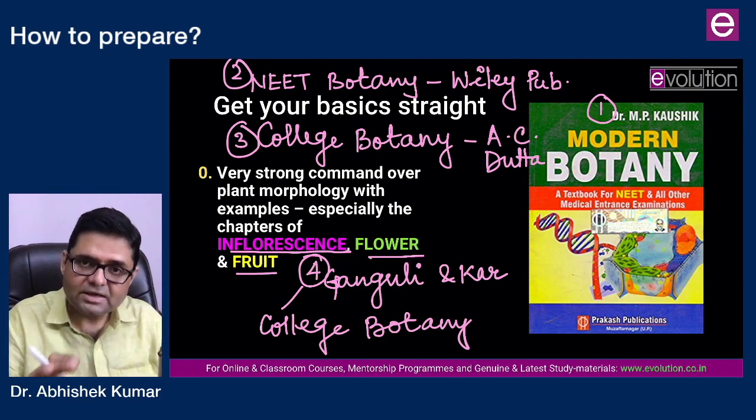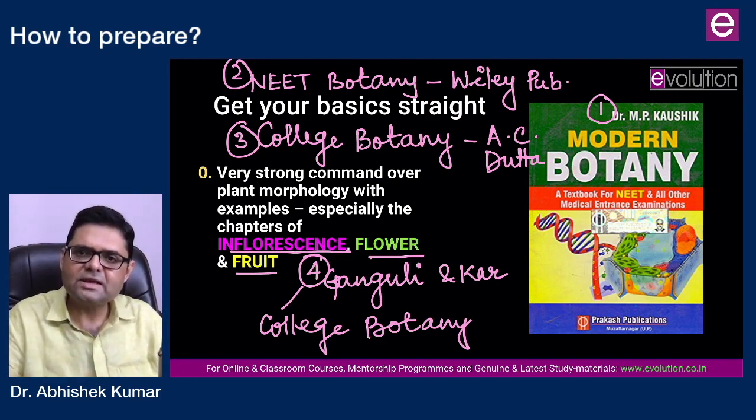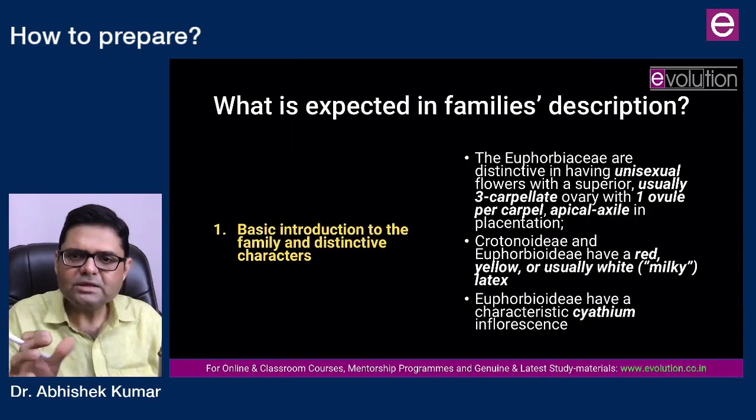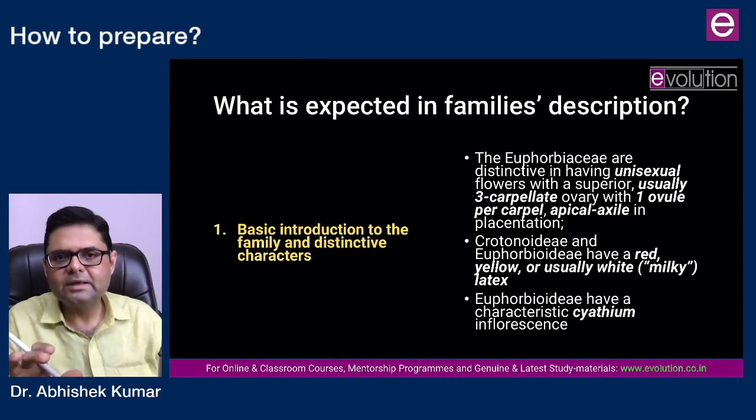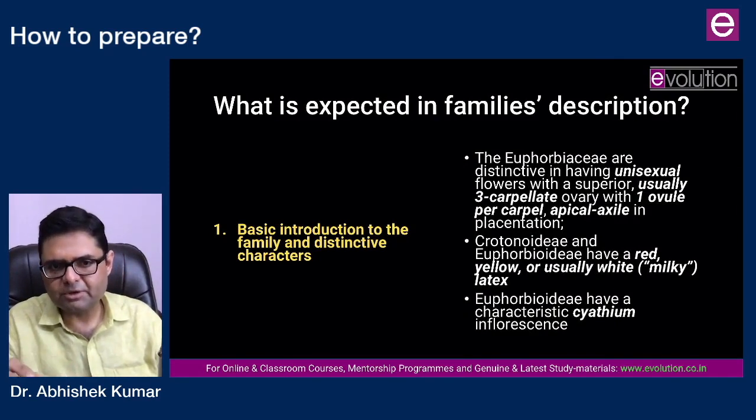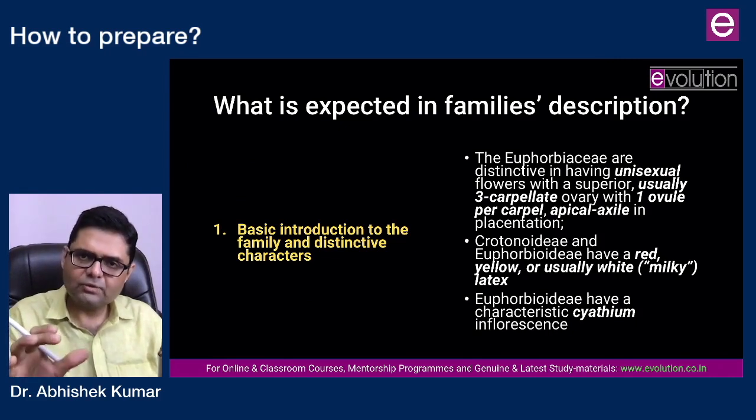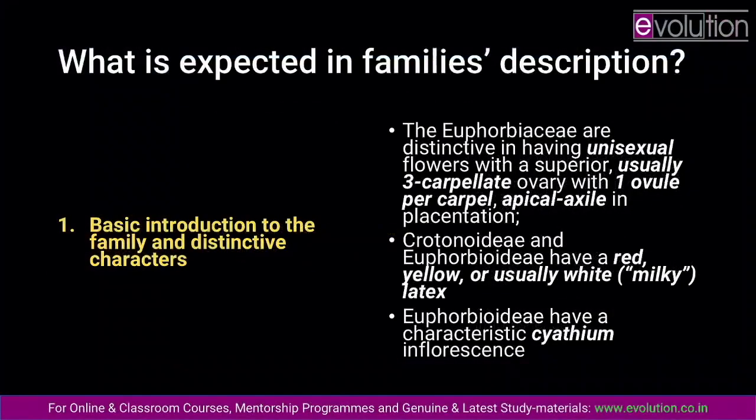Trust me, understanding the taxonomic description of families is ridiculously easy after a good command over morphology. How to memorize it is the next step. But the next step here is to understand what the examiner expects from you in the description of angiospermic families. The first thing that has to go in your answer is a basic introduction to the family and its distinctive characters.